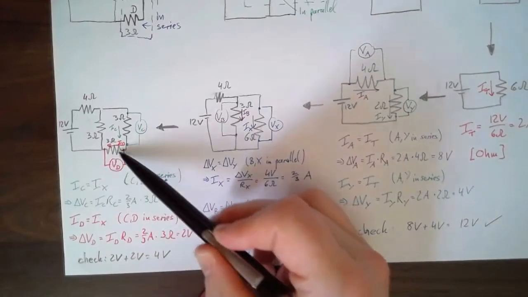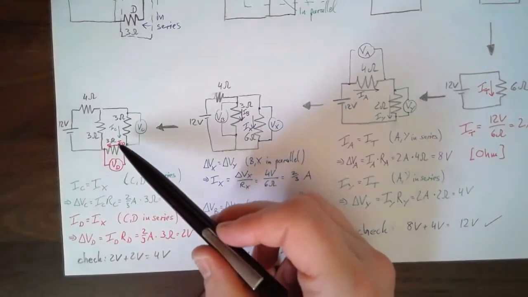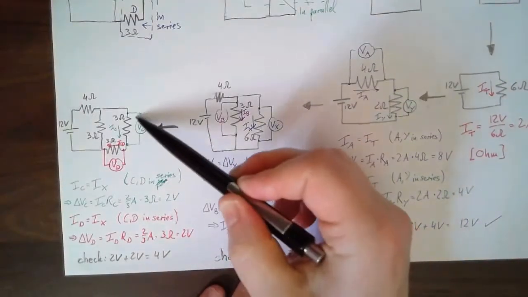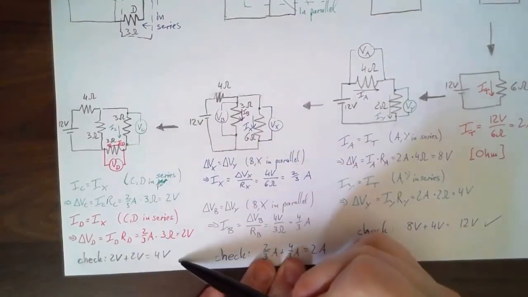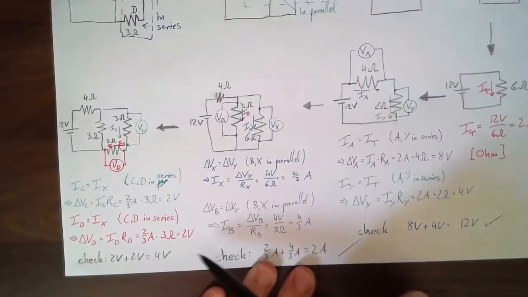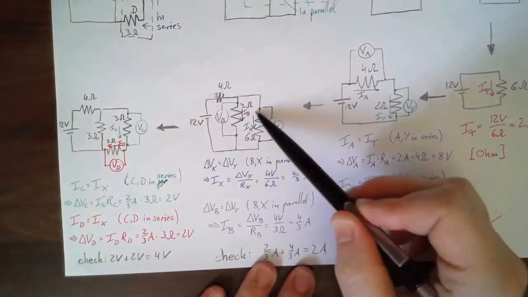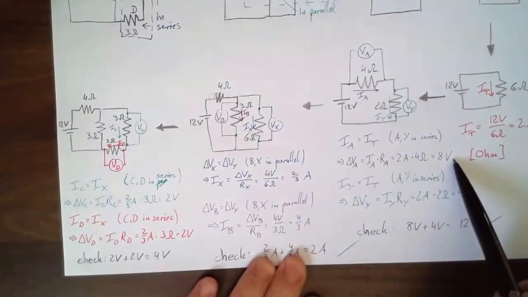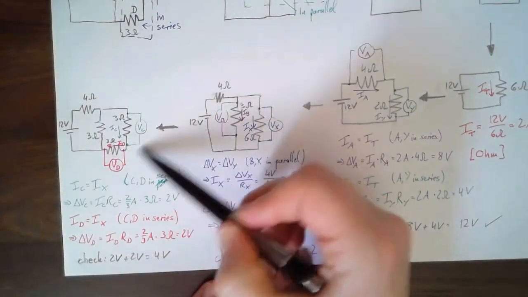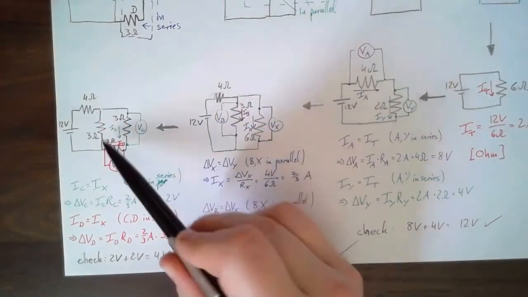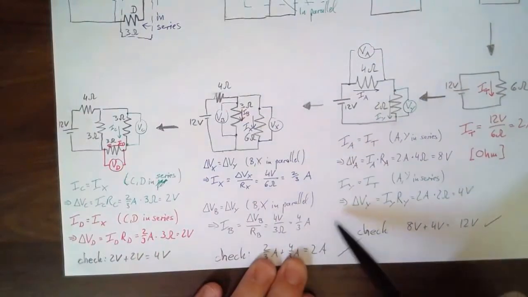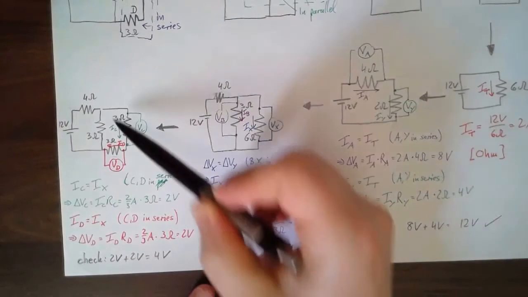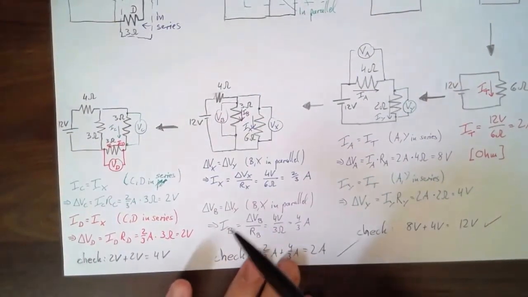The calculation for the red one is exactly the same because it's the same current and the same resistance. So I get 2 volts here. 2 volts plus 2 volts is 4 volts. That checks out because that was the voltage across this one here. And we know the voltage across this one here was 8 volts. We worked it out right back here. So indeed 8 plus 4 is 12. And 8 plus 4 going the other way is also 12. Okay, it all checks out.